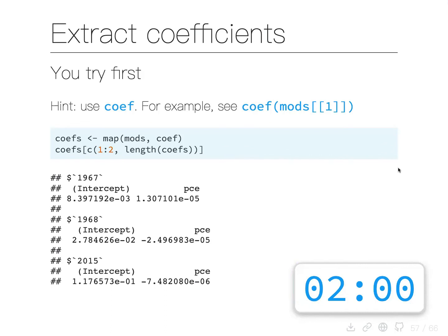All we have to do in this case is do map mods and pass it the function coef. If you wanted to, you could do tilde coef(.x) with the parentheses, but this function is being applied to each model, so that's all we have to do. This part is just showing the first and second coefficients and then the last one. So we have 1967, 68, and 2015.